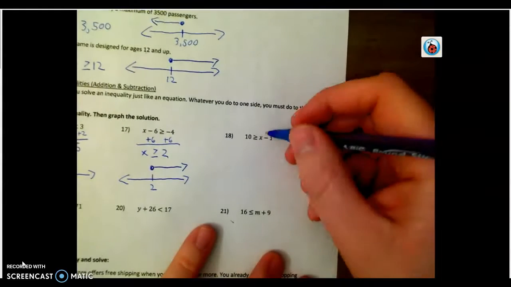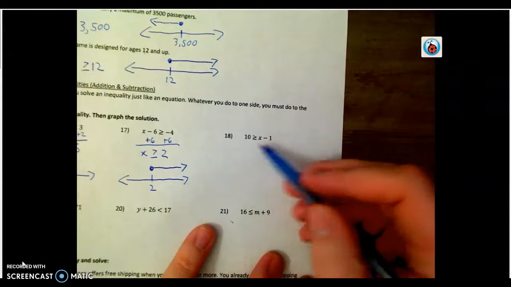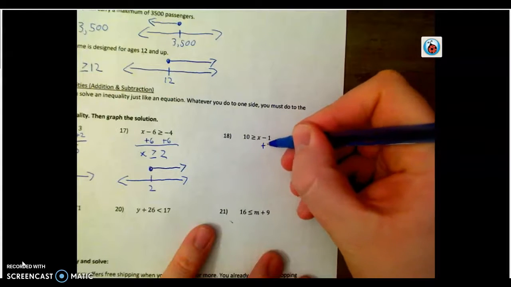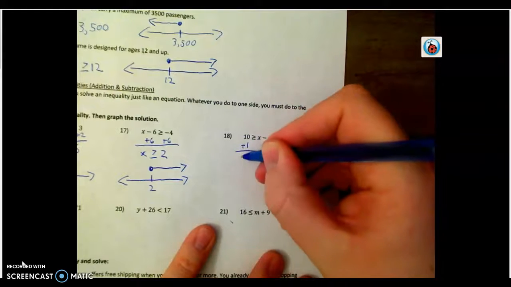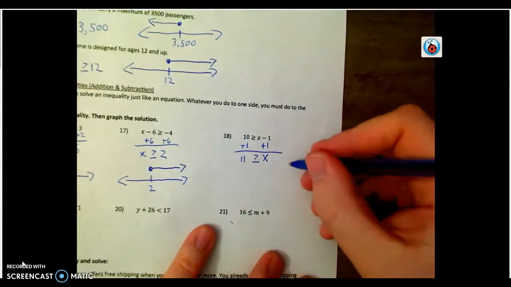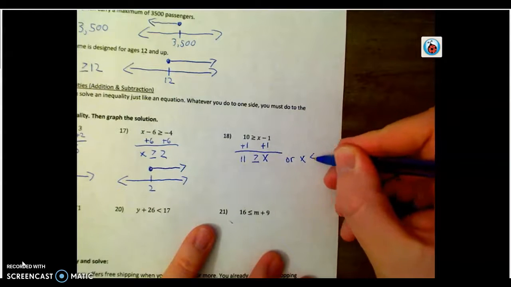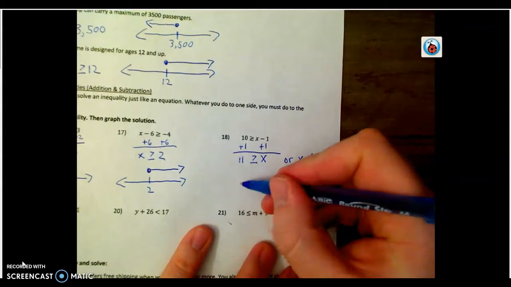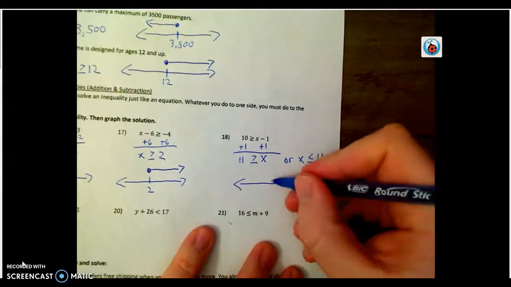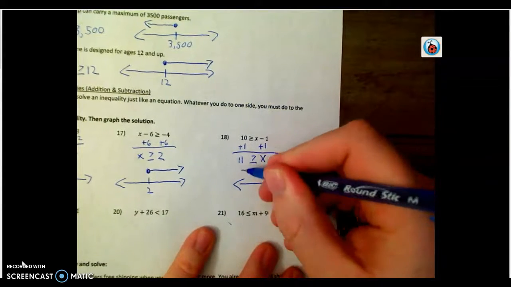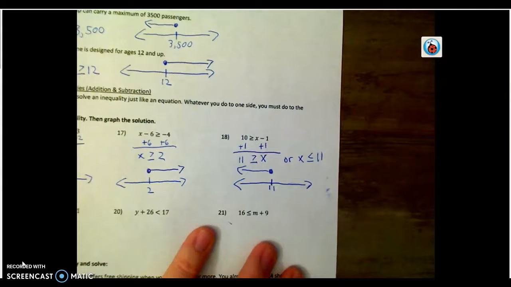Number 18, we got an immediate red flag, x is on the other side of the inequality, so just keep that in mind. We need to undo the minus 1, so we add 1 to both sides. And we get 11 is greater than or equal to x. You could leave it like that if you'd like, but you could also rewrite it as x is less than or equal to 11. You can always rewrite it, you just have to flip the inequality sign. So when we make our number line, boundary point is 11. We need a closed circle, shaded to the left. It's everything less than 11, or equal to 11.